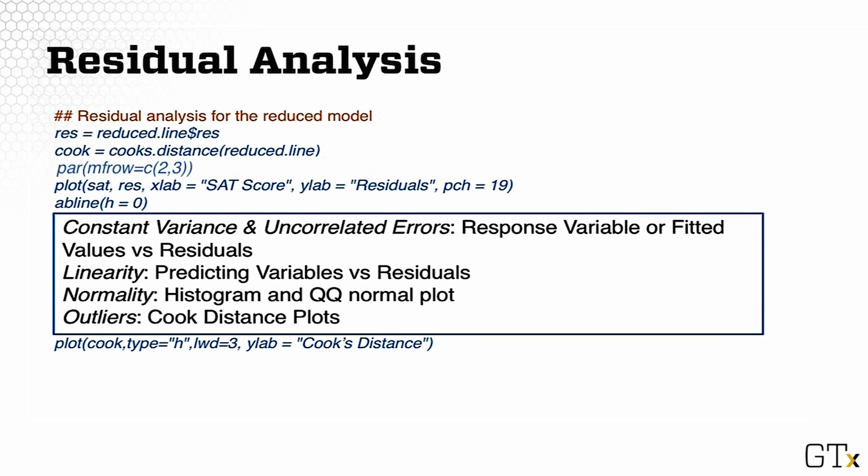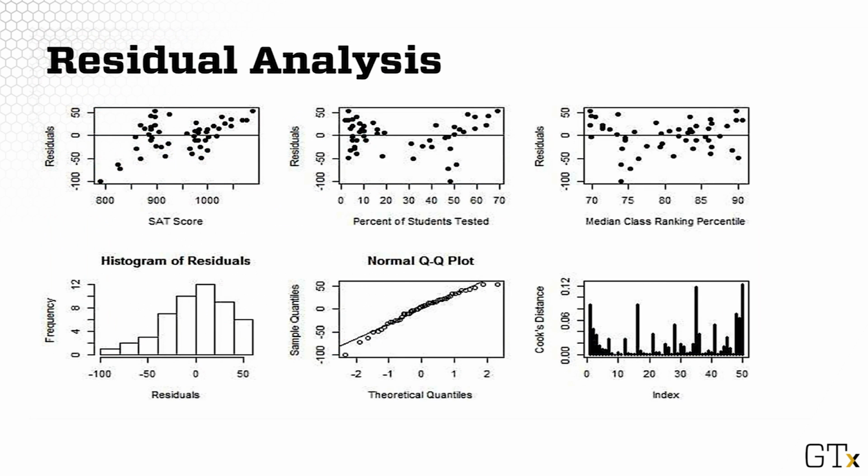To review, we evaluate the assumptions of constant variance and uncorrelated errors by plotting the response or fitted values versus residuals. To evaluate the assumption of linearity, we plot the predicting variables versus the residuals. In all these scatter plots, we seek a random pattern around the zero line. To evaluate normality, we use the histogram and the normal probability plot. And last, for evaluating outliers, we use the Cook's distance plot. Let's discuss these assumptions using these plots on the next slide.